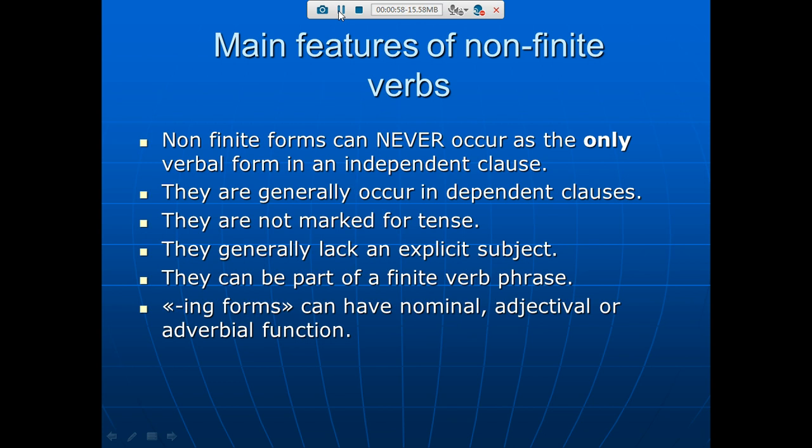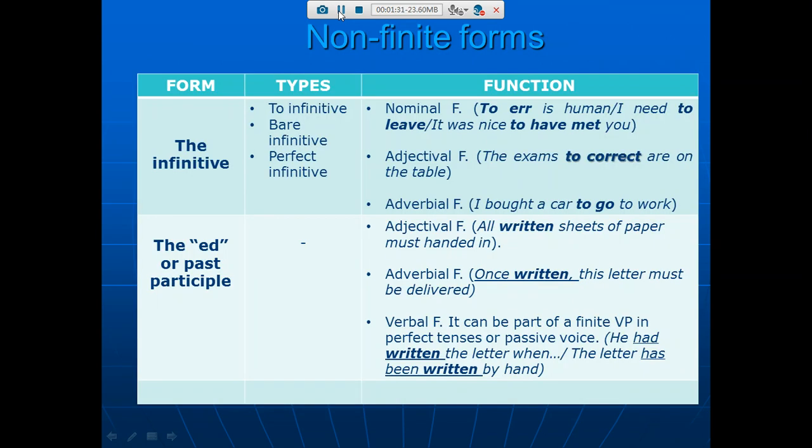Well, just a quick review on the main features of non-finite verbs. Non-finite verbs can never occur as the only verbal form in an independent clause. They generally occur in dependent clauses. They are not marked for tense, of course. They generally lack an explicit subject. They can be part of a finite verb phrase. And finally, ing forms, our main focus of attention today, can have nominal, adjectival, or adverbial function.